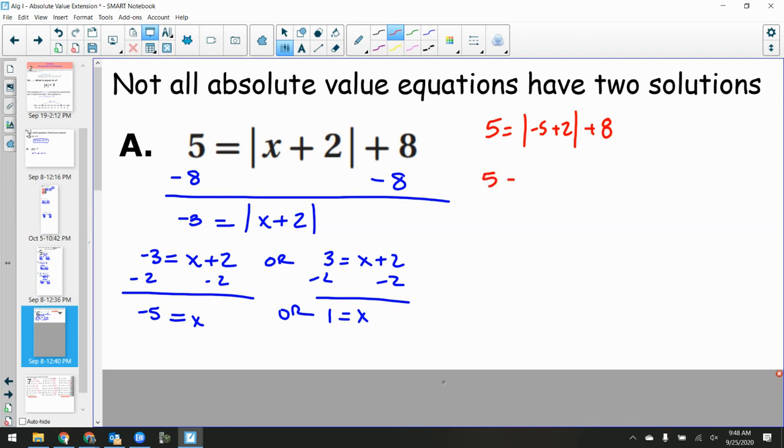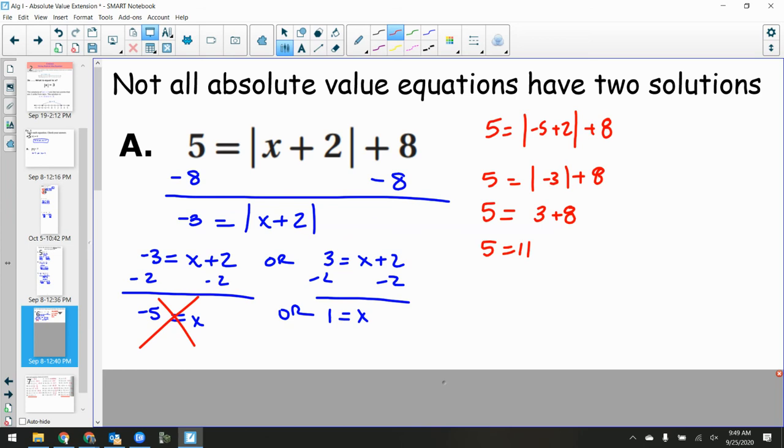5 is equal to the absolute value of -3 plus 8. What is the absolute value of -3? Three, positive 3. Is -5 a solution? No.